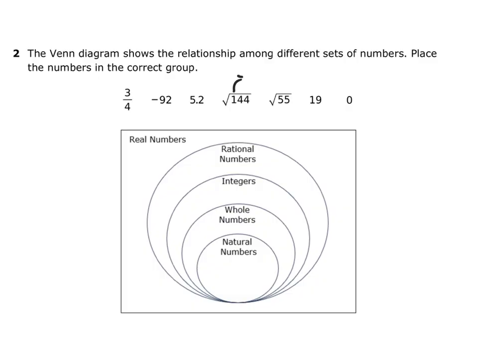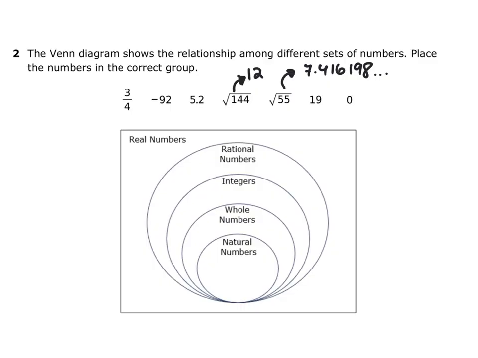The square root of 144 is 12. The square root of 55, that's not a perfect square number. There's not an integer that I can multiply by itself to give me 55. So that one is going to probably be irrational. Let me just type it in my calculator and see what it is. Sure enough, it gives me a long decimal that goes on forever and does not repeat in a meaningful way. That is an irrational number right there.